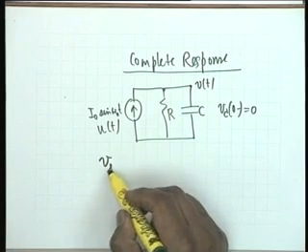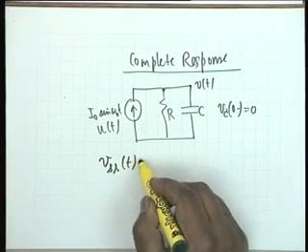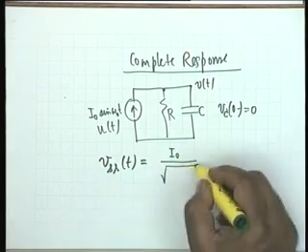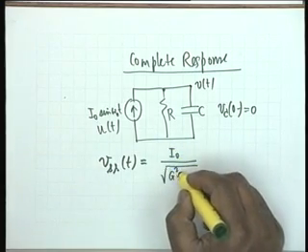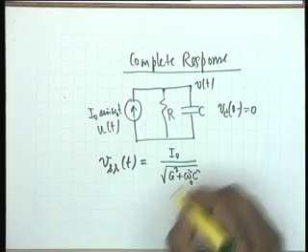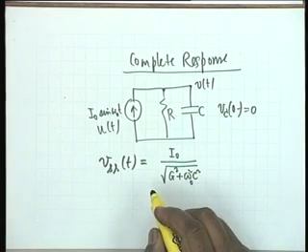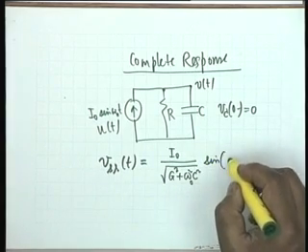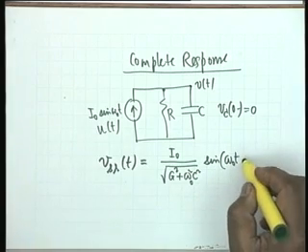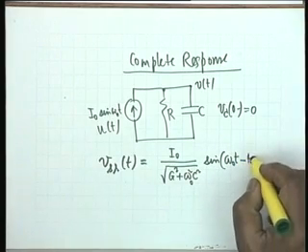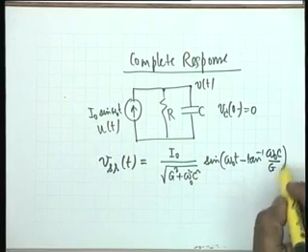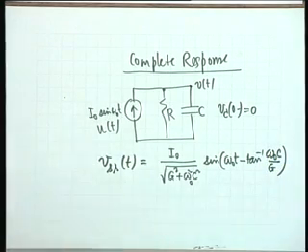For the steady state response, we assess the steady state of v(t). If you remember, it is I0 divided by the square root of g squared plus omega squared c squared. This was done in the last class, in the third lecture, multiplied by sine of omega 0 t minus tan inverse of omega 0 c divided by g. This is the steady state response or the forced response.